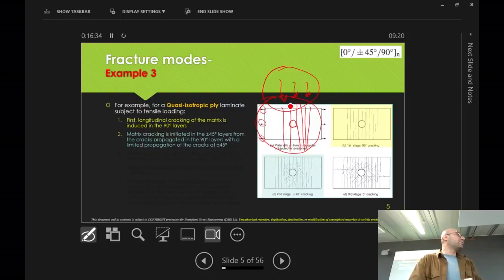Also, you might have a rule that you cannot stack plies of the same orientation more than 3 times, because that causes delamination. So you can have 0, 0, 0, and then you have to change it to 45, 45, 45. You can't have 0, 0, 0, 0, because that would cause delamination.